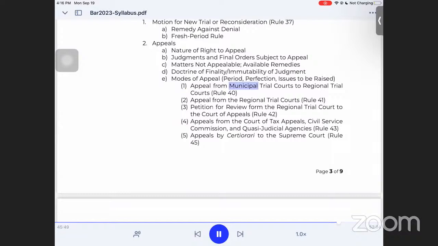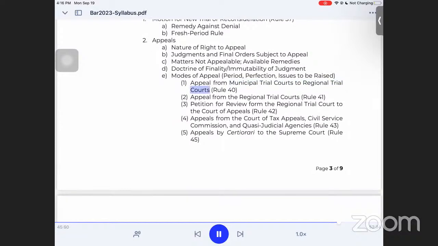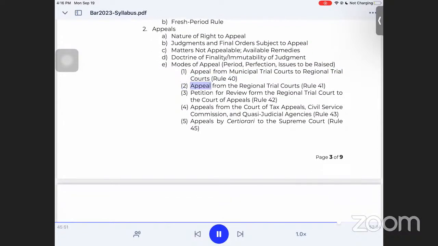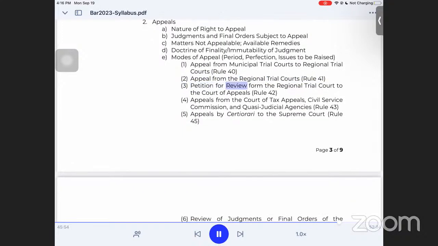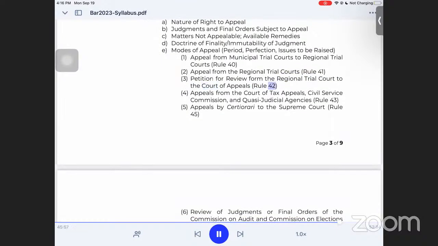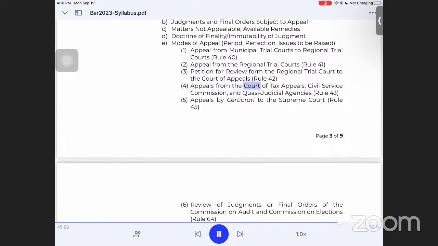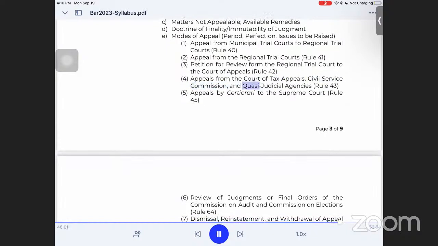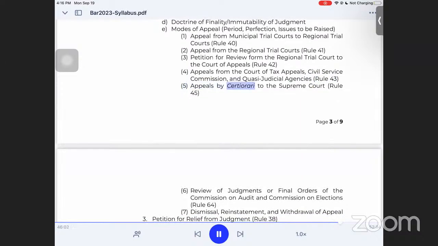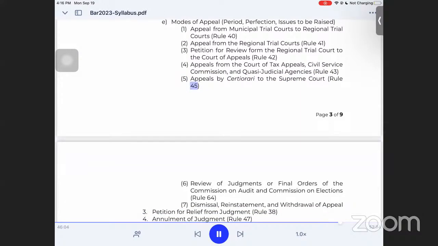1. Appeal from municipal trial courts to regional trial courts, Rule 40. 2. Appeal from the regional trial courts, Rule 41. 3. Petition for review from the regional trial court to the Court of Appeals, Rule 42. 4. Appeals from the Court of Tax Appeals, Civil Service Commission, and quasi-judicial agencies, Rule 43. 5. Appeals by certiorari to the Supreme Court, Rule 45.